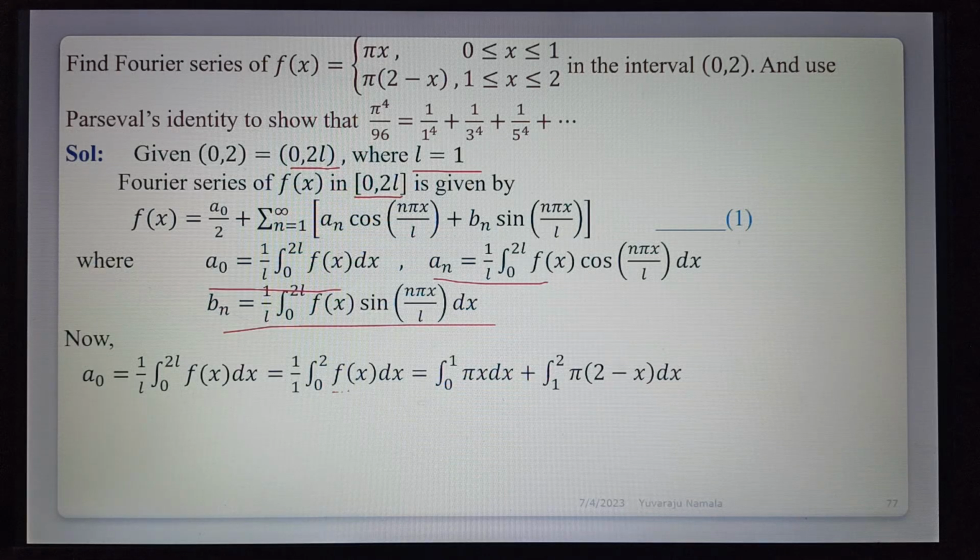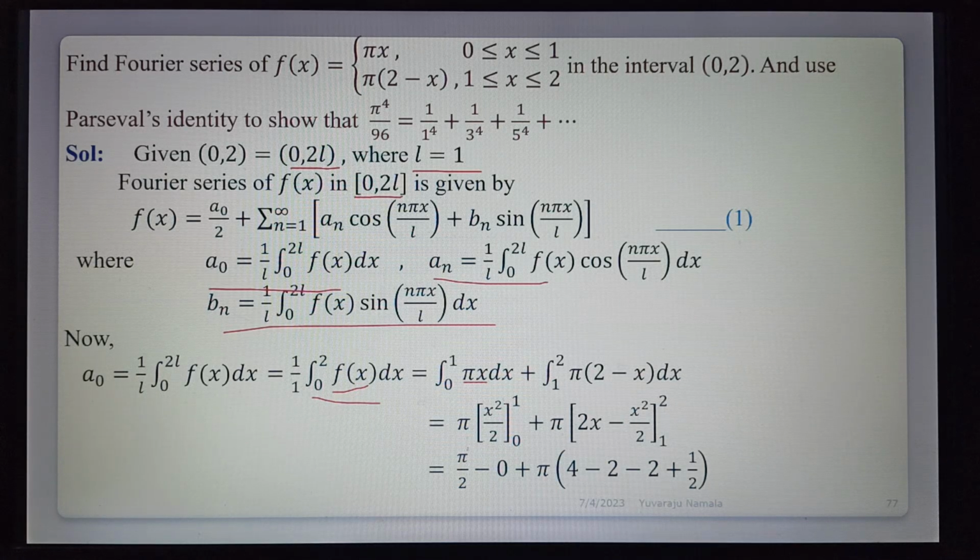But the given function is defined in two cases here, so that is 0 to 1 and 1 to 2. So the integration is also separate. So 0 to 1, f of x is equal to pi x into dx, plus integration 1 to 2 pi into 2 minus x into dx. So that is equal to pi into integration of x square by 2 from 0 to 1, that is 1 by 2, and here pi into integration of 2 minus x, 2x minus x square by 2, from limits 1 to 2. That is the upper limit, here 1 is 5 by 2, minus the lower limit 0.